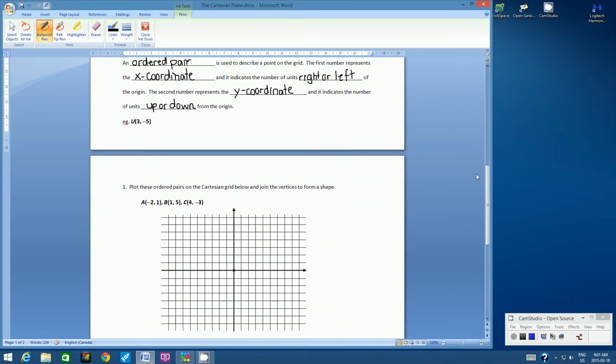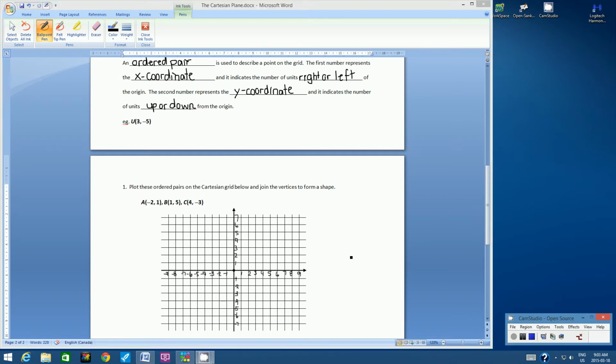Number 1: plot these ordered pairs on the Cartesian grid below and then join the vertices to form a shape. The first thing I want you to do is number the x and y axes. Press pause. I'm going to press pause as well and fill it in. When you're done, press play again. Press pause now.